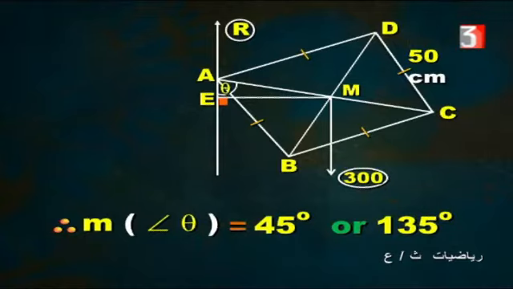Why? Because the sine is positive, so theta may lie in the first quadrant or in the second quadrant. In the first quadrant, theta equals 45 degrees. In the second quadrant, it equals 135 degrees.